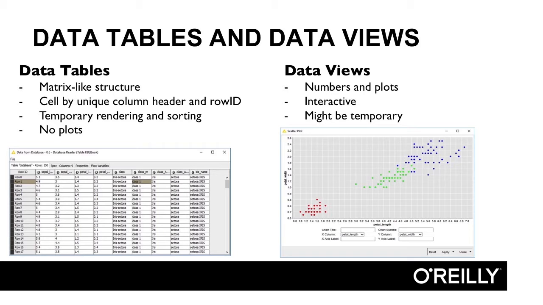Each cell is identified by means of a unique column header and a unique row ID. Some moderate interactivity is allowed in data tables as well, for example, rendering and sorting. If you right-click the column header, you get to rendering options. If you double-click the column header, you change the sorting of the data rows. But both rendering and sorting are temporary and cannot be saved.